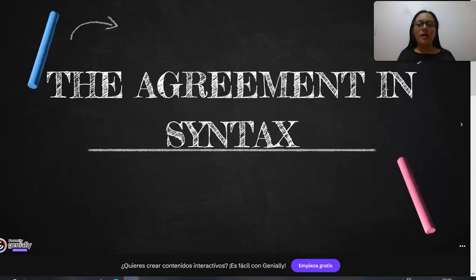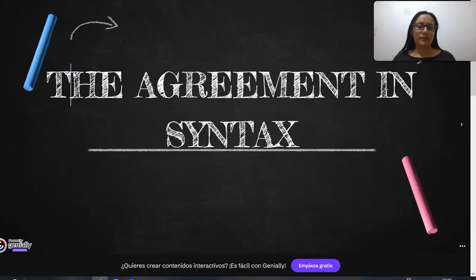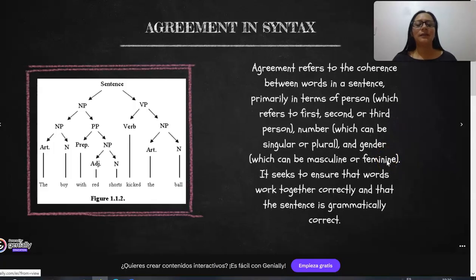Today I'm going to talk about agreement in syntax. Agreement refers to the coherence between words in a sentence. For example, we have first person, second person, third person. Also, we have numbers, which can be singular or plural, or gender, masculine or feminine. It seeks to ensure that words work together correctly and that the sentence is grammatically correct.